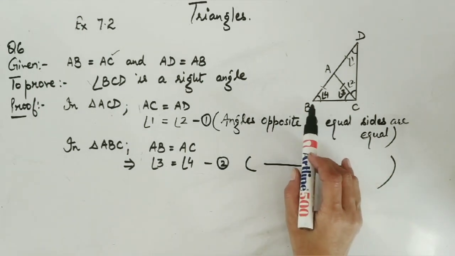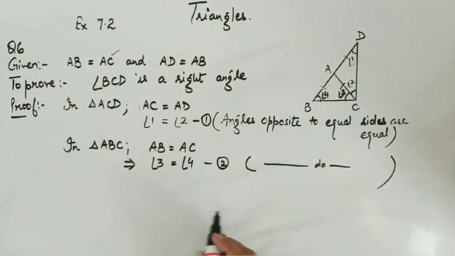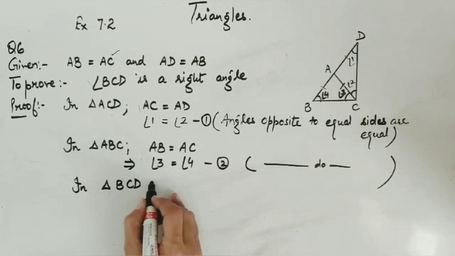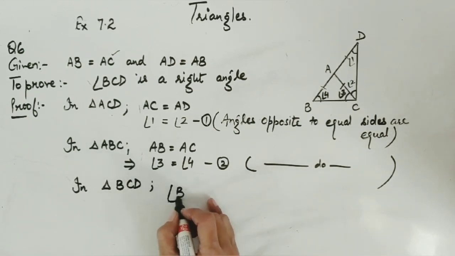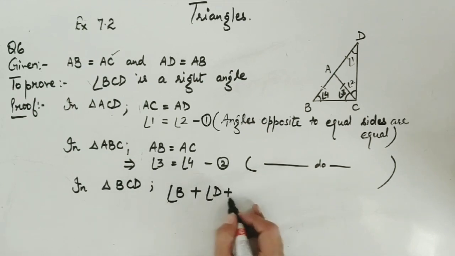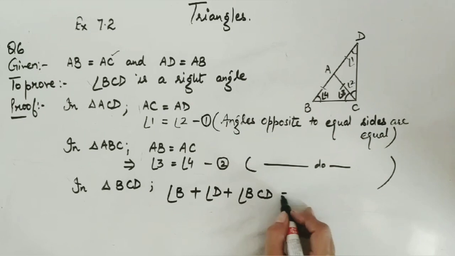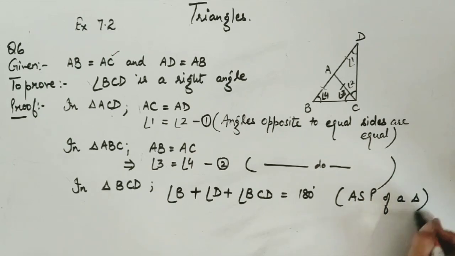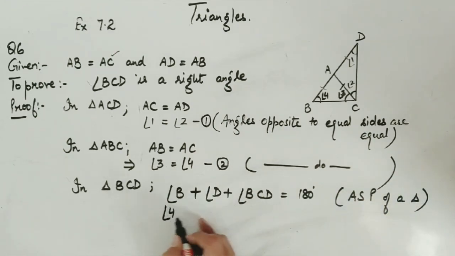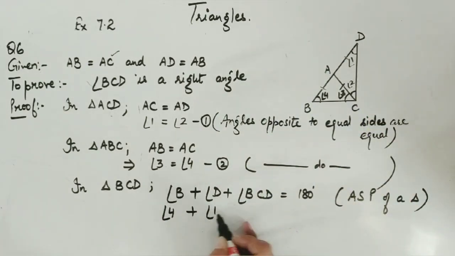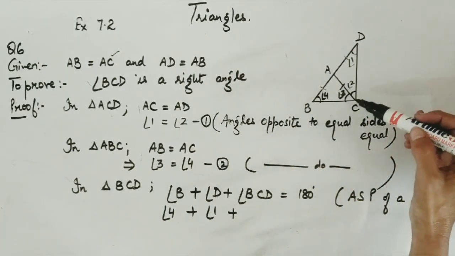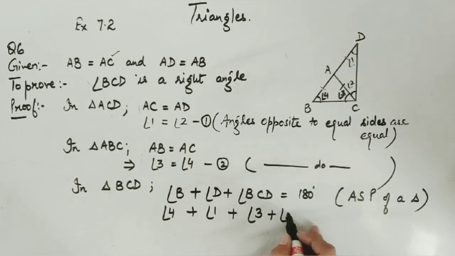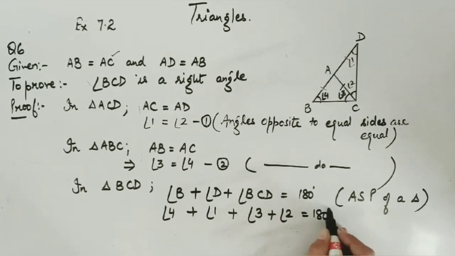Now, can we apply angle sum property for this whole triangle BCD? In triangle BCD, angle B added to angle D added to angle BCD must be 180. This is angle sum property of a triangle. What is angle B? This is angle 4. What is angle D? It was marked as angle 1. What is BCD? BCD actually comprises of angle 3 and angle 2. This is equal to 180.